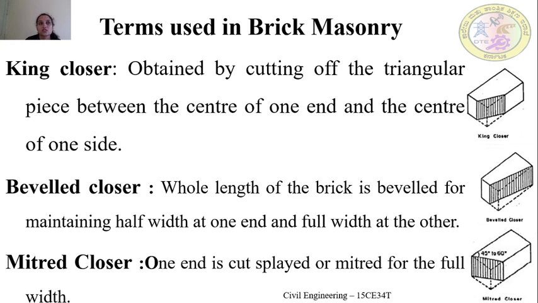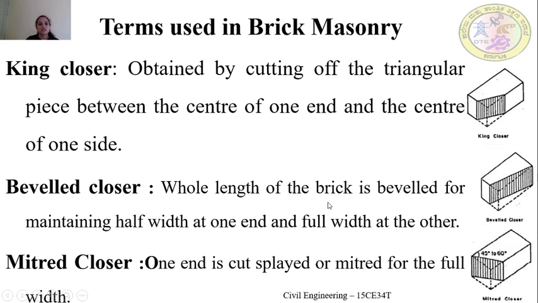So the next term is the king closure. So what is king closure? Here we can observe, in the full brick we have removed the triangular portion. Once this triangular portion is removed, the remaining portion of the brick is called as the king closure. So the triangular piece is made between the center of one end and the center of another side.